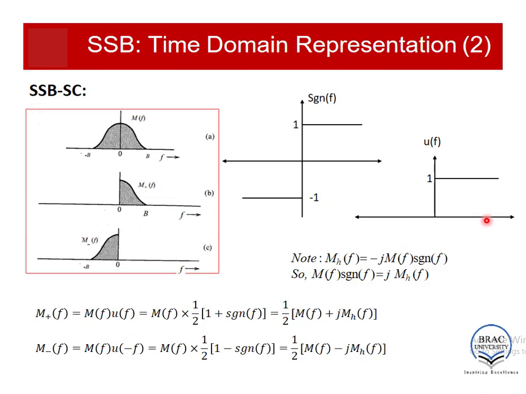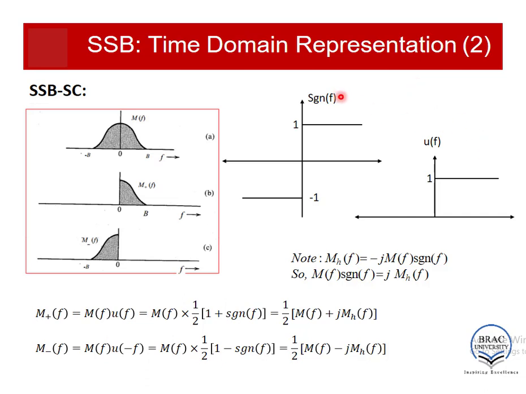This U(f) can be generated from sgn f. How? Let's say I add 1 to sgn f. Then the whole signal will be shifted upwards by 1. So the -1 line will be shifted to -1 plus 1, that means 0, and the 1 line will be shifted to 1 plus 1, that means 2. The signal will be 0 in the negative frequency part and 2 in the positive frequency part. That is similar to U(f) but not exactly U(f).